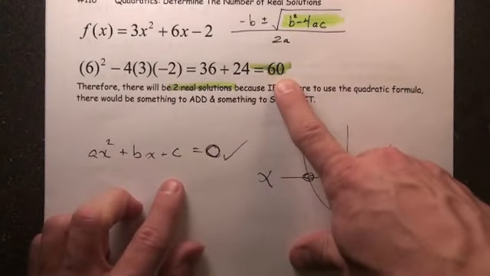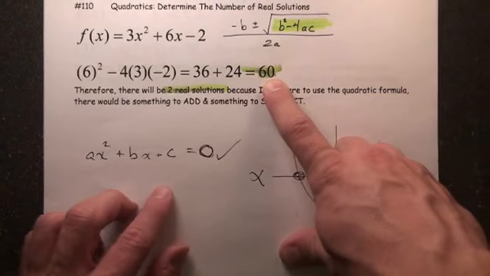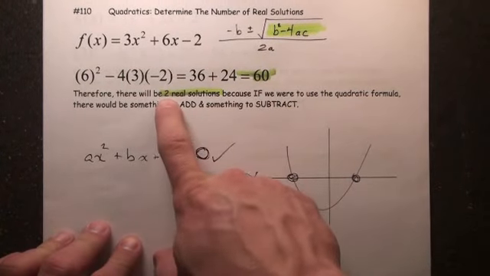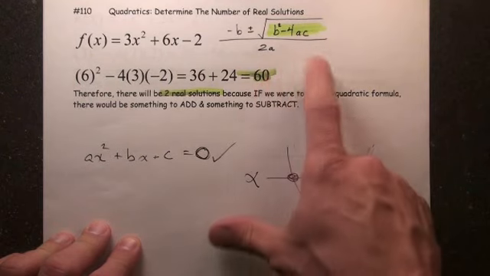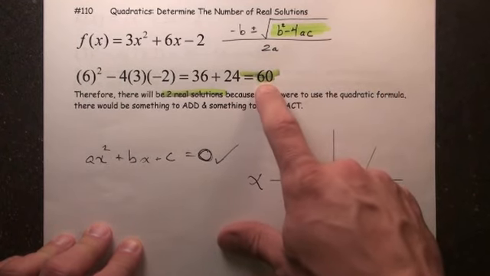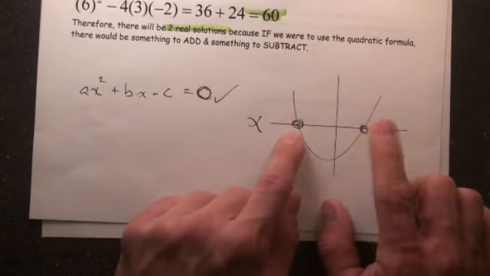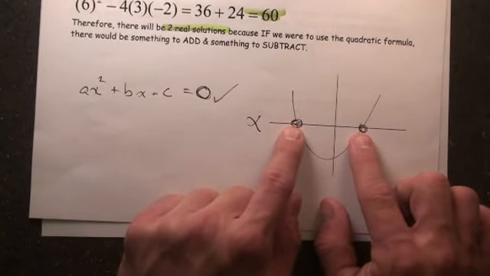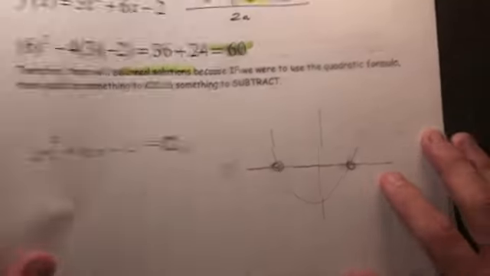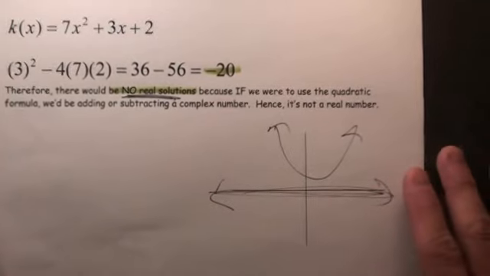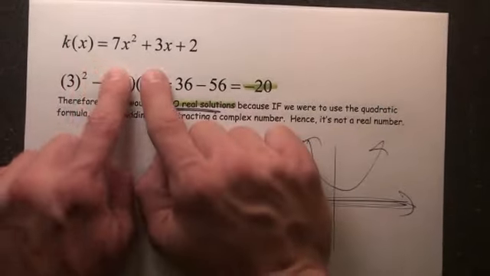So you're going to end up with a plus or minus 7.8, or whatever this is. You're going to end up with two real solutions because you're actually adding 7.8 and then subtracting 7.8, or whatever the square root of 60 is in this case. So you're going to end up with a picture that's got two zeros. Two zeros.